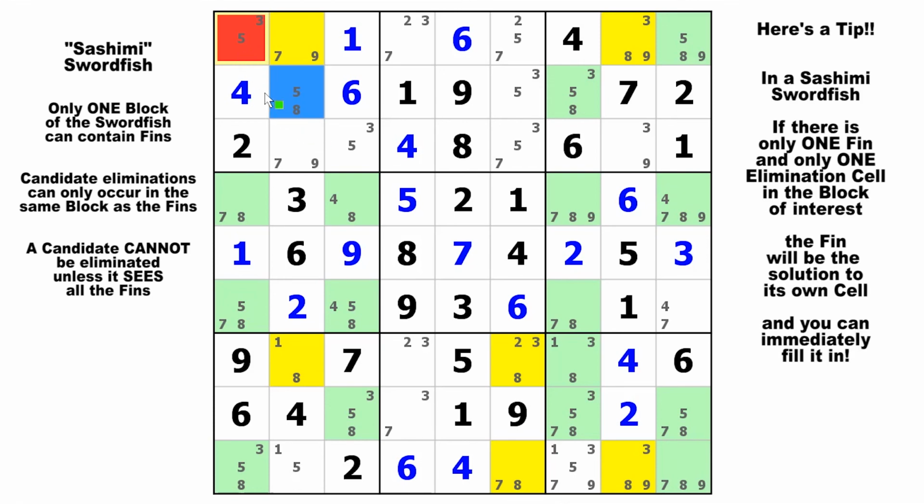But here's another one of those situations where I said if you've got 1 fin and 1 elimination in the same block, you can just immediately enter that fish digit into the blue cell because the fin will be the solution. I know a lot of you probably think this is too many examples, but believe me, if you want to be a Sudoku master, you cannot look at enough examples.